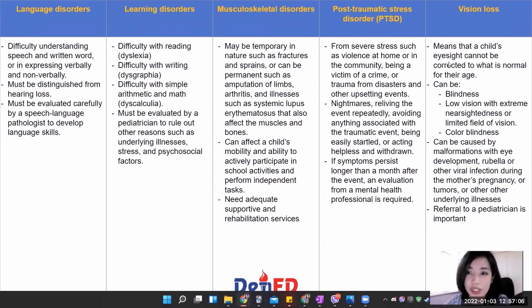Post-traumatic stress disorder comes from severe stress like violence at home or in the community, or being a victim of a crime, or trauma from disasters and other upsetting events. Some symptoms would include nightmares or reliving the event repeatedly, avoiding anything associated with a traumatic event, being easily startled, or acting helpless or withdrawn. If symptoms persist for longer than a month after the event, an evaluation from a mental health professional is required.